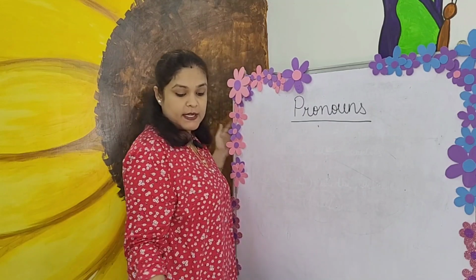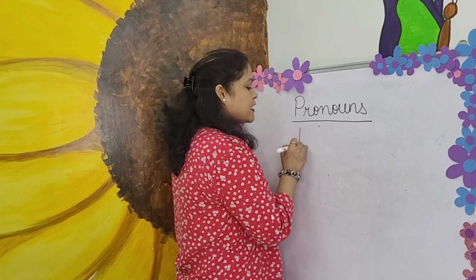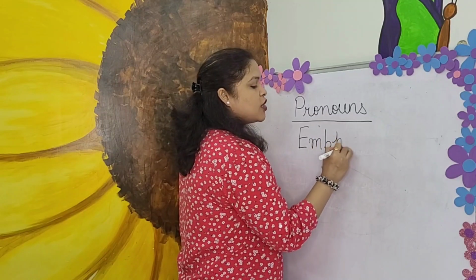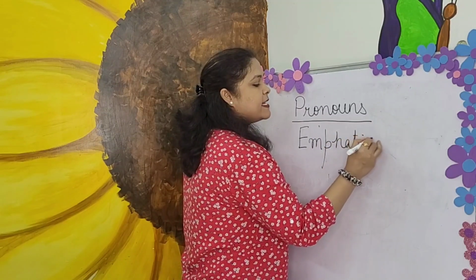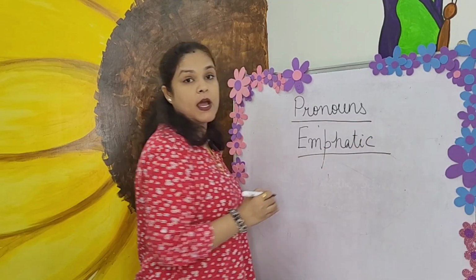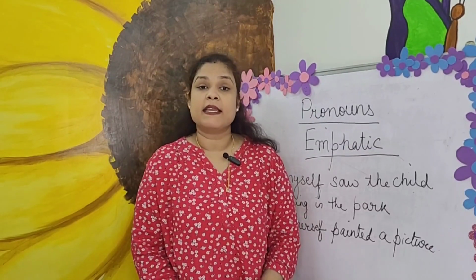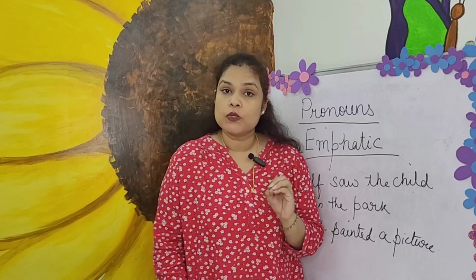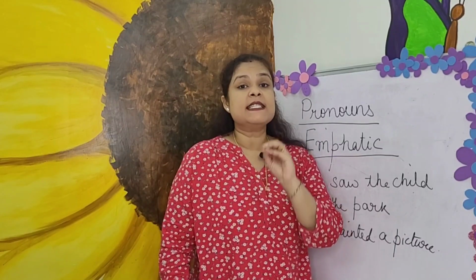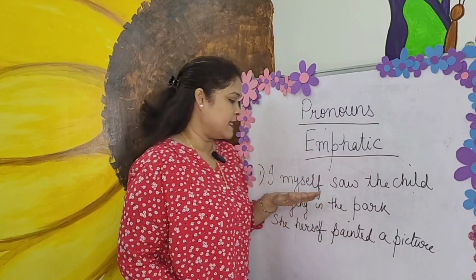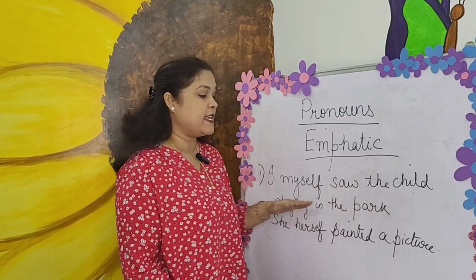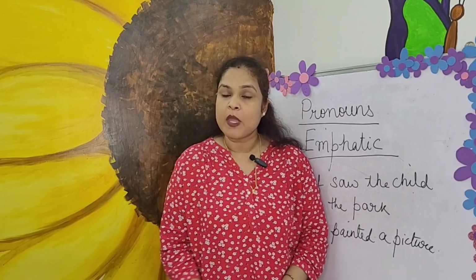So first we will be discussing about emphatic pronoun. E-M-P-H-A-T-I-C. Emphatic pronoun. So we have to understand how emphatic pronouns can be used and how a sentence is formed. Now look at this sentence. I myself saw the child playing in the park. This is one example, right?